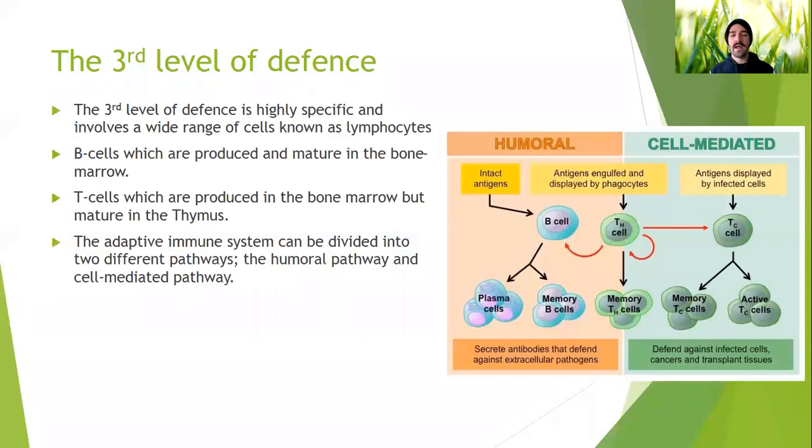So we're going to divide our third level into two distinct pathways. We've got the humoral pathway and the cell-mediated pathway. As you can see in this diagram, it's quite complex. There's a lot of steps involved, but we're going to break it down into the humoral and cell-mediated and discuss each pathway.